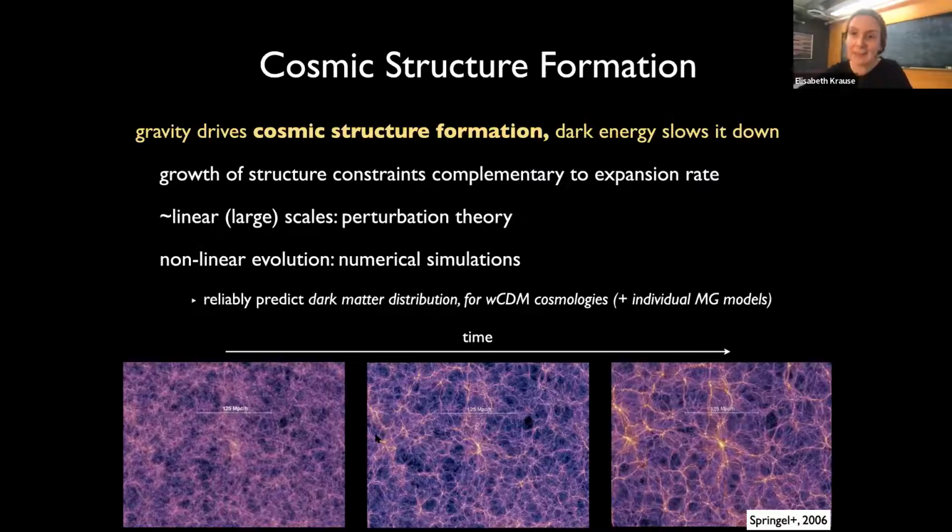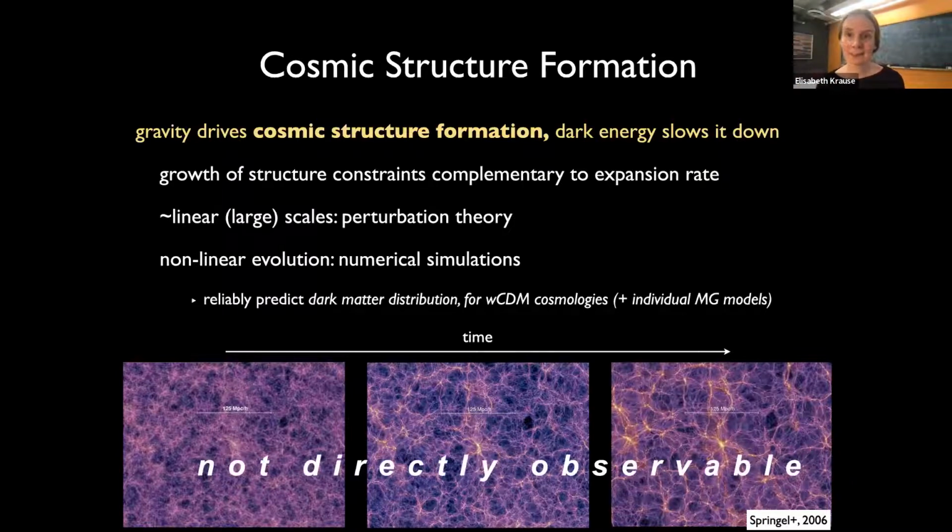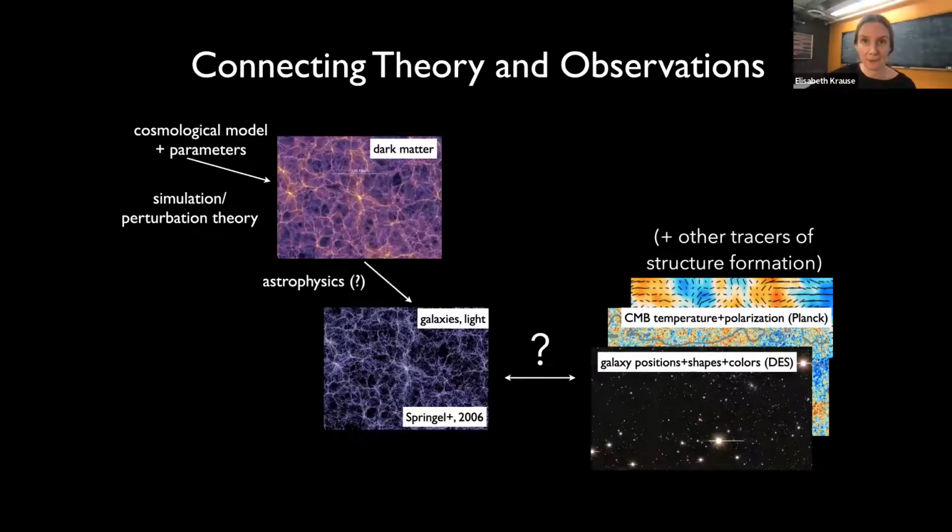So we need to be selective and really figure out how to stress test the Lambda CDM model. The next problem, though, is that the large-scale distribution of the dark matter density contrast is not directly observable. So we have to do some more work to connect theory and observations. Starting out from a cosmological model and parameters, we can turn to simulation or perturbation theory to predict the dark matter distribution, or some summary statistics of it if we do perturbation theory.